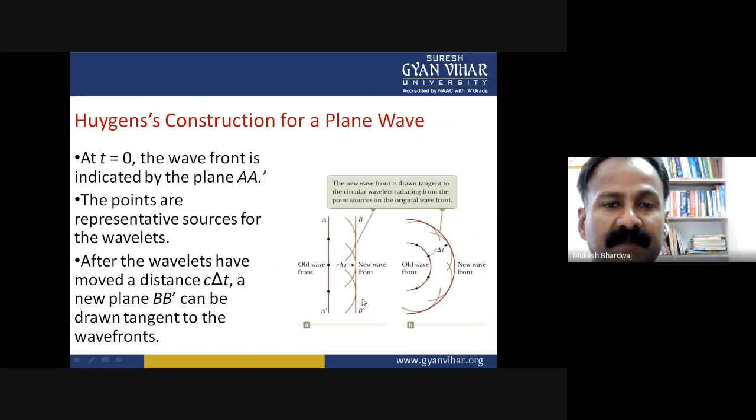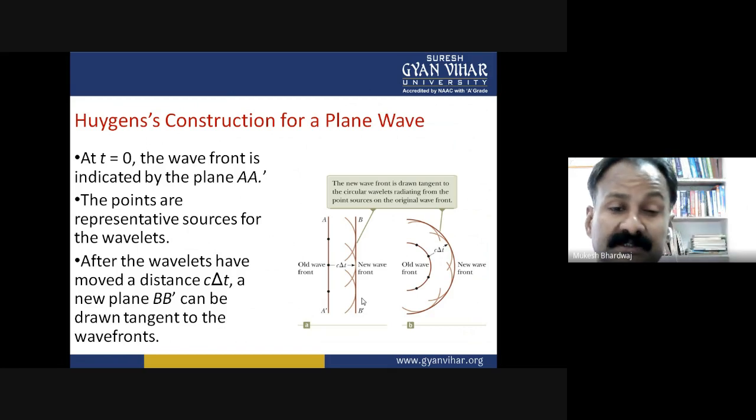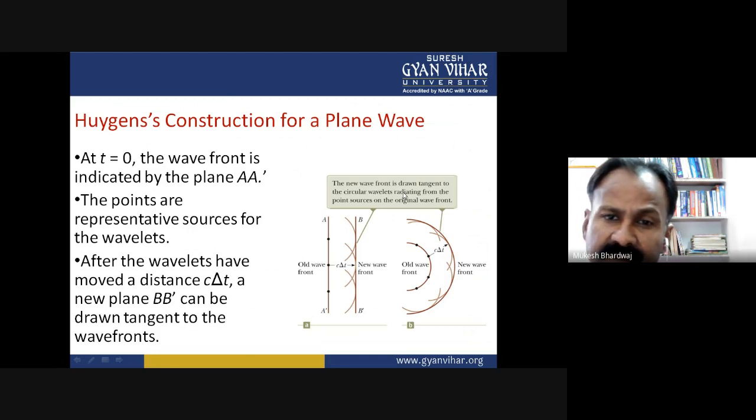Huygens construction for a plane wave: at t equals 0, the wavefront is indicated by the plane AA'. The points are representative sources for the wavelets. After the wavelets have moved a distance c delta t, a new plane BB' can be drawn tangent to the wavefronts. The pictorial or diagrammatic representation of the wavefronts is shown. The new wavefront is drawn tangent to the circular wavelets radiating from the point sources on the original wavefront.